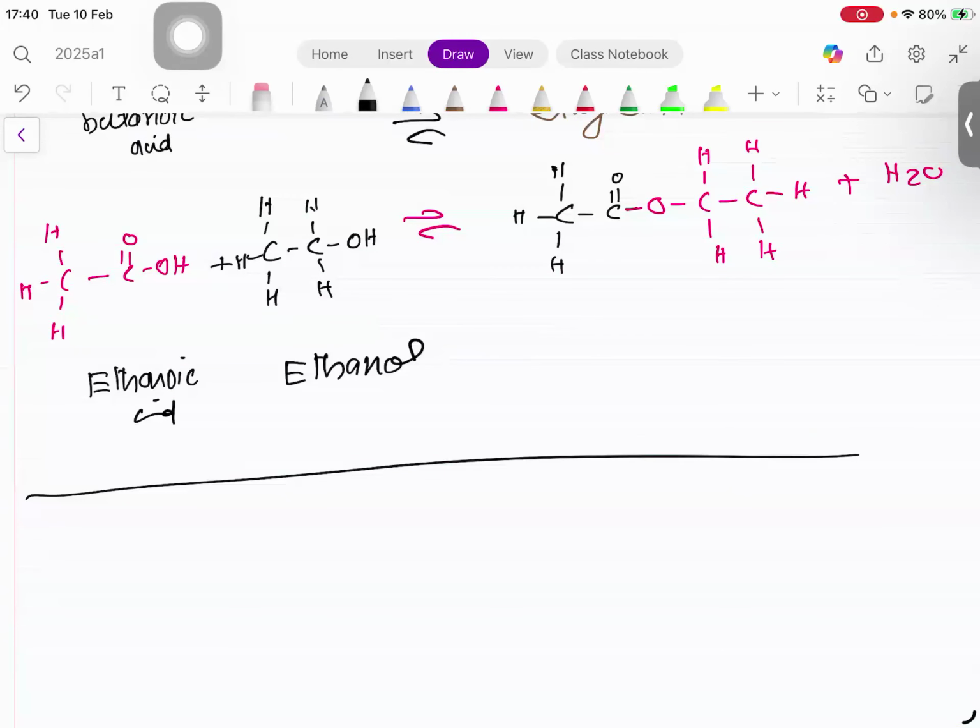Fruity, like ethyl ethanoate is like pineapple, propyl ethanoate is like apple, so they give some kind of flavors, the fruity flavors. Okay, they are used as a solvent, they are fruity smelling liquids, and they are also used as flavoring agents.